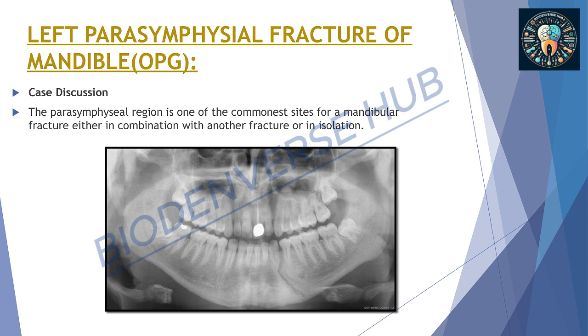parasymphysis of the mandible. The parasymphysial region is one of the commonest sites for mandibular fracture, either in combination with another fracture or in isolation. In combination, it can occur with condylar fractures. So here it is an isolated left parasymphysial fracture of the mandible.